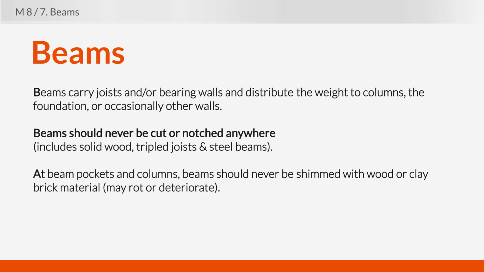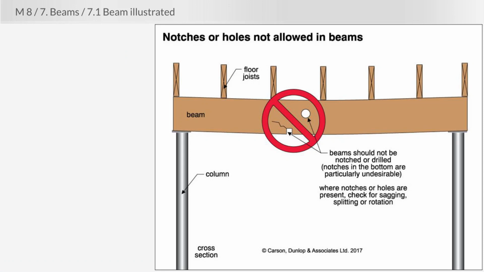At beam pockets in foundation walls and over columns, beams should never be shimmed with wood or clay brick material because it may rot, crush, or deteriorate, causing the beam to shift. Again, notches or holes are not allowed in beams. If you should see holes or notches in a wooden beam, recommend further evaluation by a qualified carpenter. If you see holes or notches made in any other type of beam, recommend further evaluation by a licensed structural engineer.